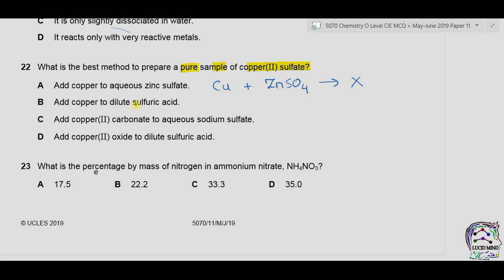Part B is add copper to dilute sulfuric acid. As copper is below hydrogen in the reactivity series, it does not react with dilute sulfuric acid to form any salt.